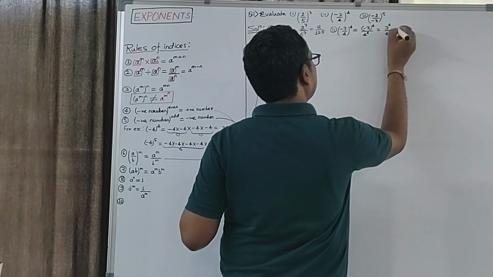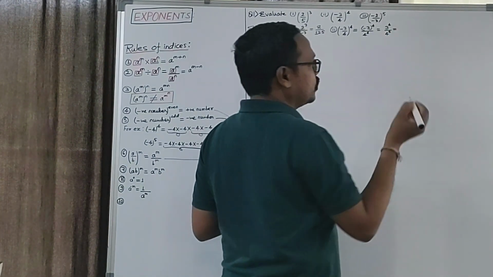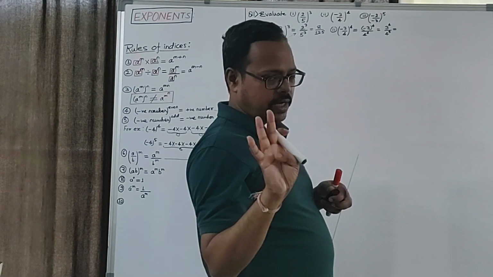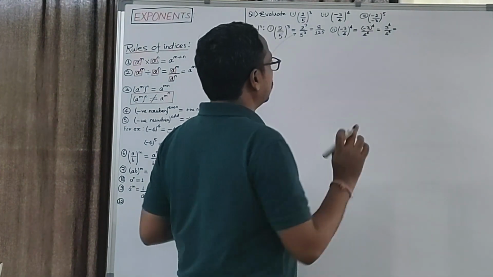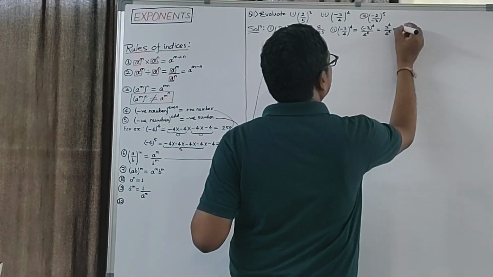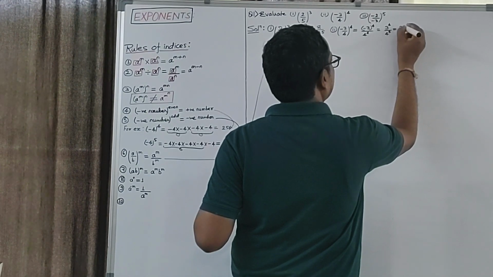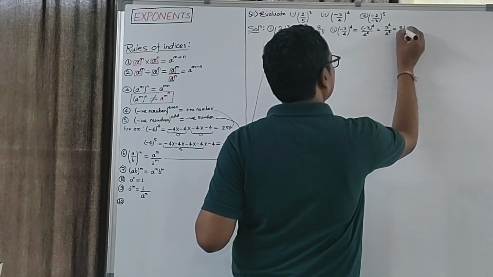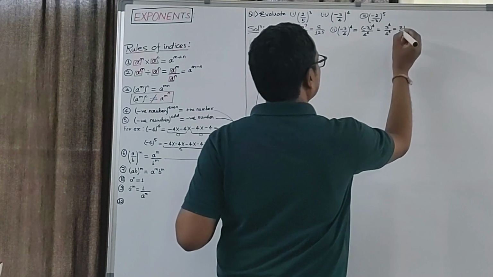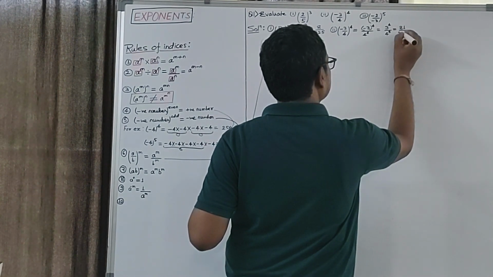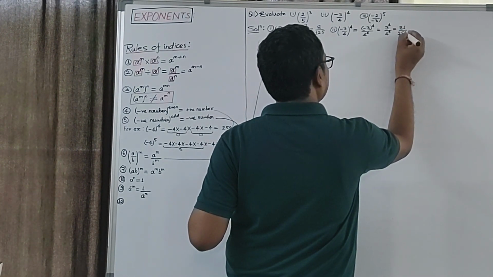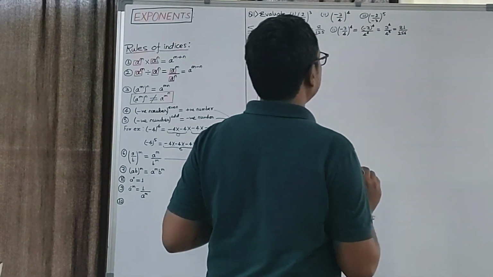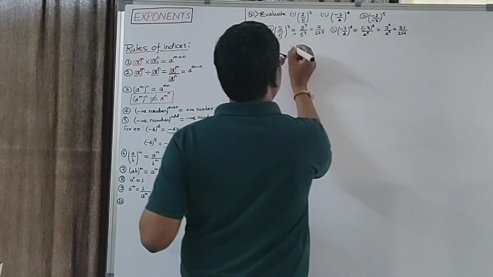So what is 3 to the power 4? 3 into 3 into 3 into 3, 4 times, so that is equal to 81. And 4 into 4 into 4 into 4, 4 times will give you 256.